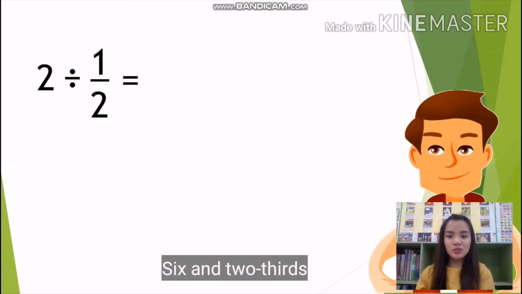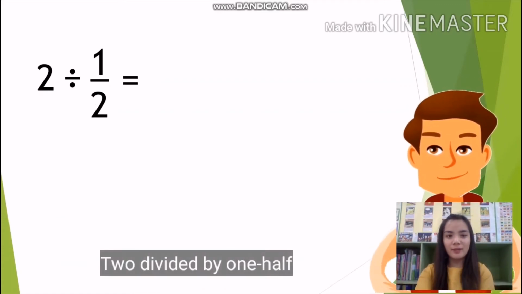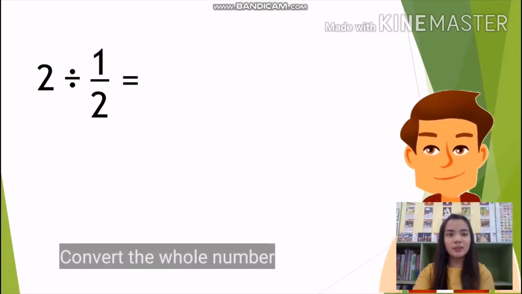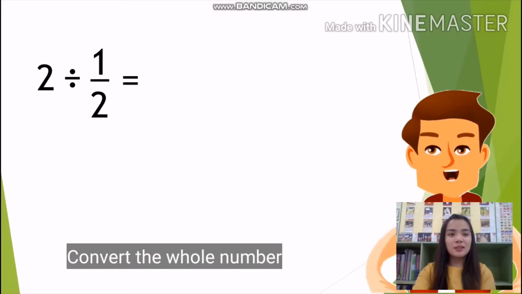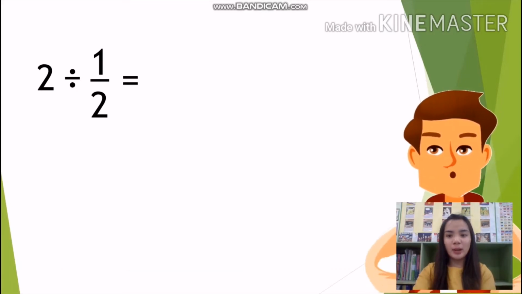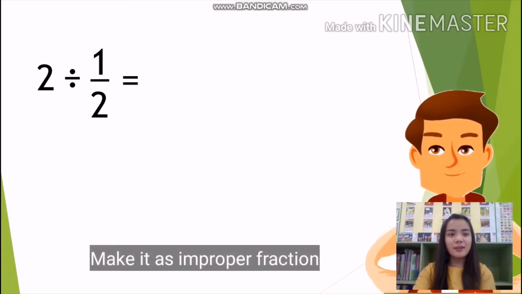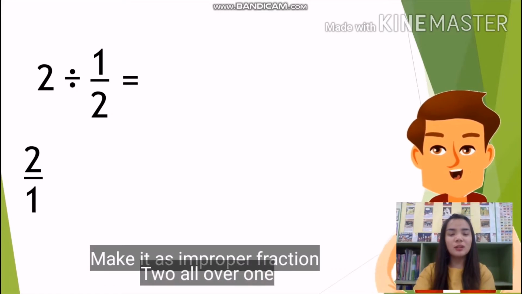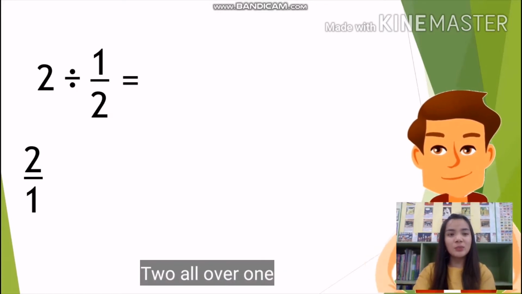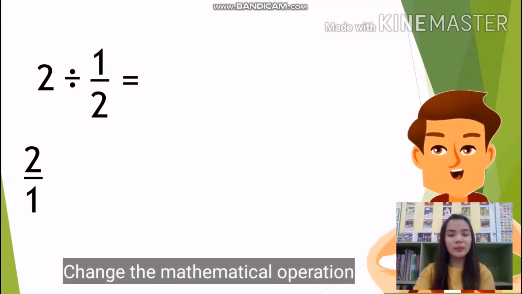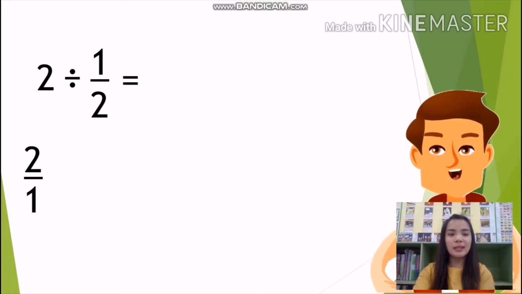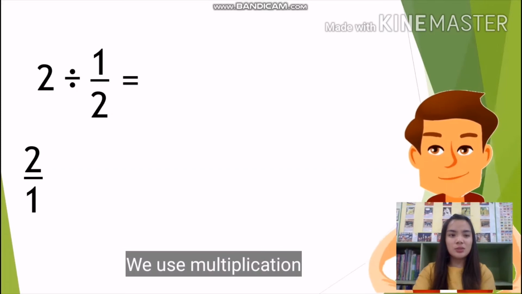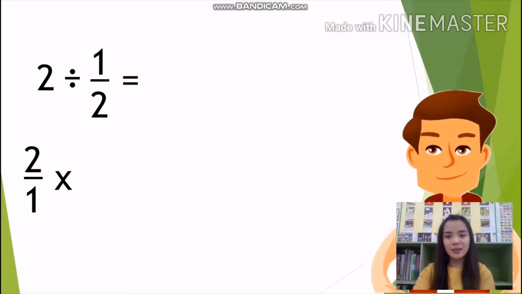How about 2 divided by 1/2? So first thing that we're going to do, we need to convert our whole number. So we make it an improper fraction. So we have 2 all over 1. Then we change our mathematical operation. So instead of division, we're going to use multiplication. So 2 all over 1 times, what is our next step?